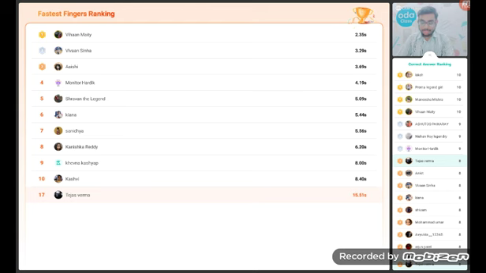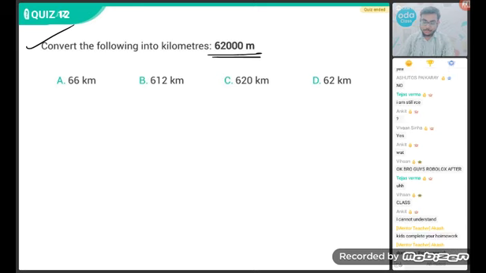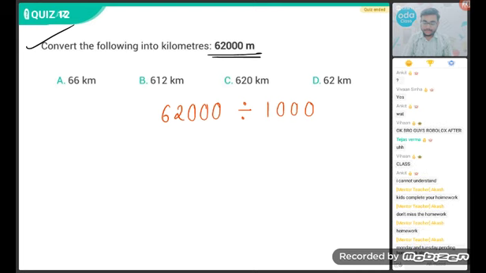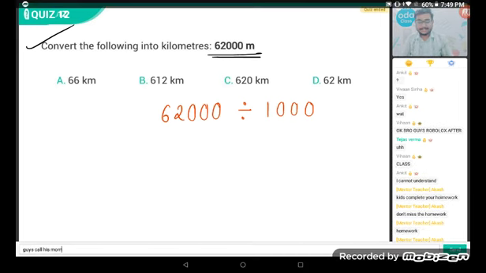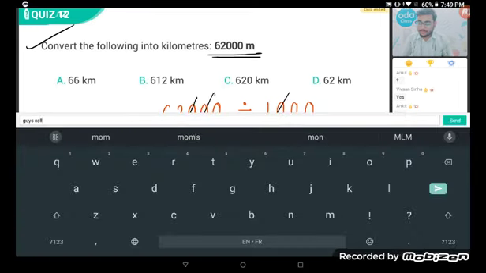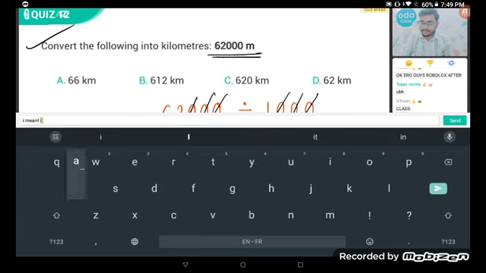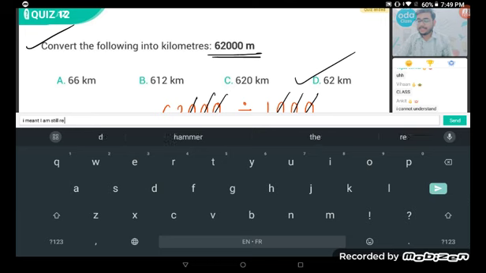Great performance. I'm having one more surprise. You have the number 62,000 divided by 1000. How many zeros are there? Both sides you have 3 zeros. So cancel the zeros. Everyone tell me what is the answer? Answer will be 62 kilometers. Clear everybody? Option number D will be the correct answer.